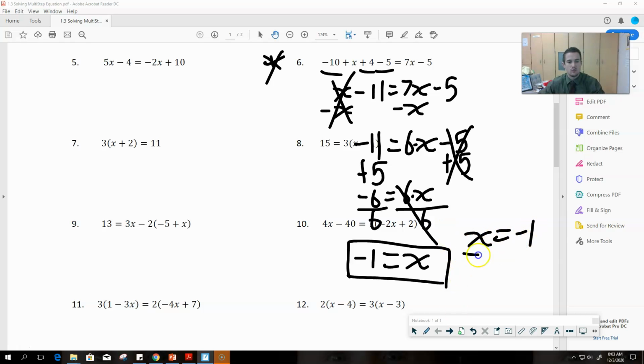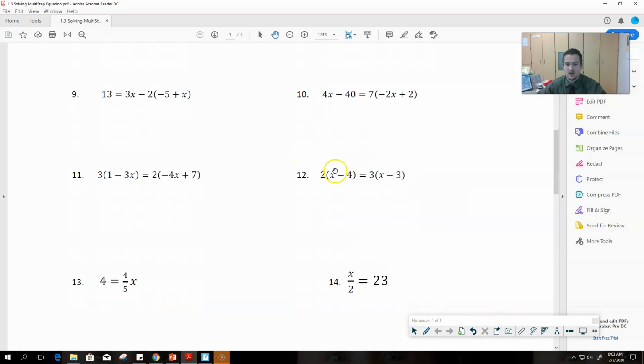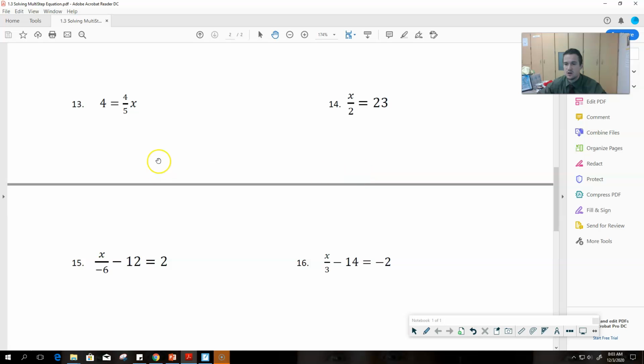I can write it either way, whichever way you want to. Negative 1 equals x or x equals negative 1. Okay. There's that one. Let's go ahead and scroll down and do a couple more here.